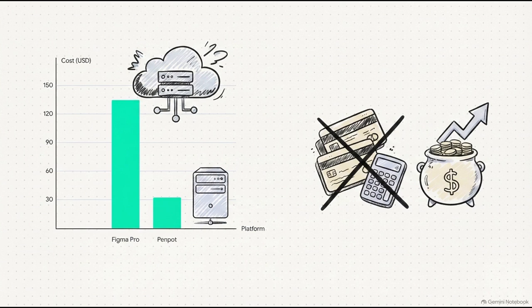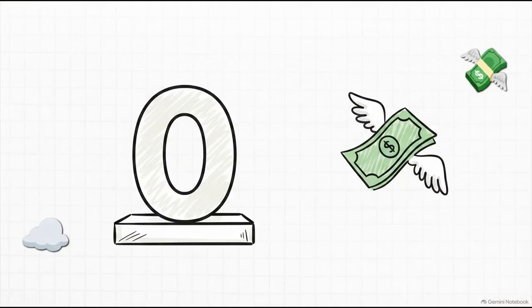By contrast, running a self-hosted Penpot instance on a properly sized server typically costs just $25 to $40 a month to keep the infrastructure humming, and that's regardless of how many people join your team. Over the course of a year, that translates to a massive savings of roughly $1,000 to $1,300 for just one 10-person team.